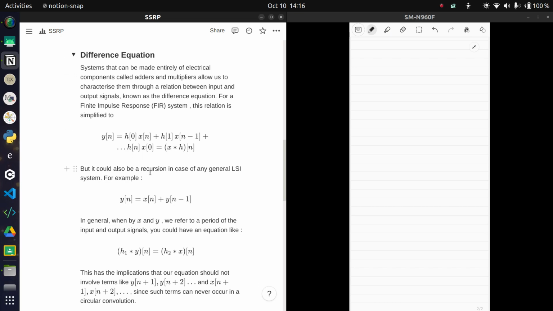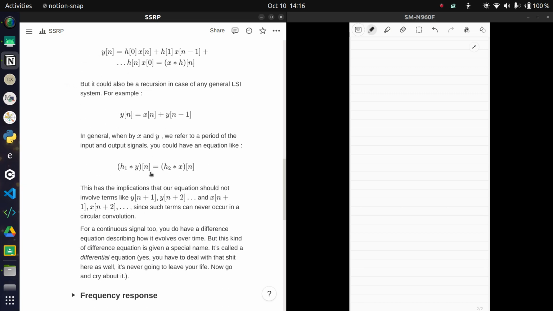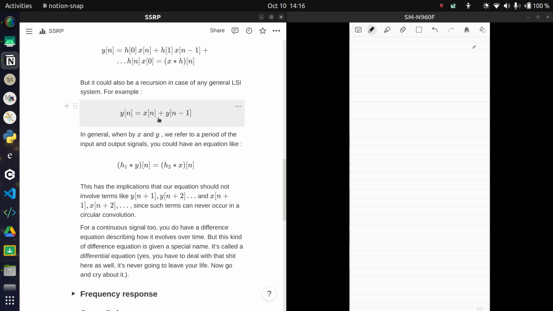But it could also be a recursion in the case of a general LSI system. For example, you would have something like this: y of n is x of n plus y of n minus 1. Well, you actually wouldn't have this for a general LSI, it's not implementable easily, but in any case, for a general LSI system you have recursions. You also involve terms of y on the right hand side.